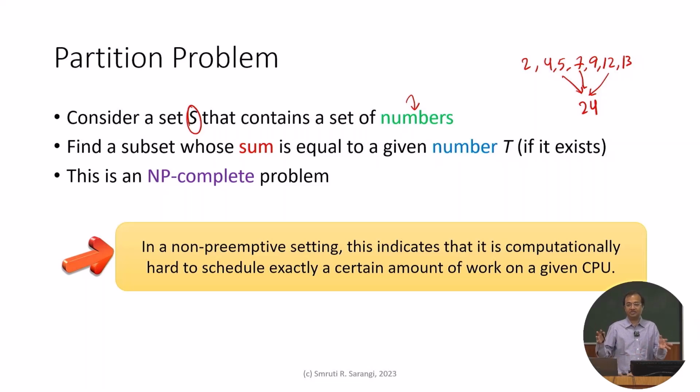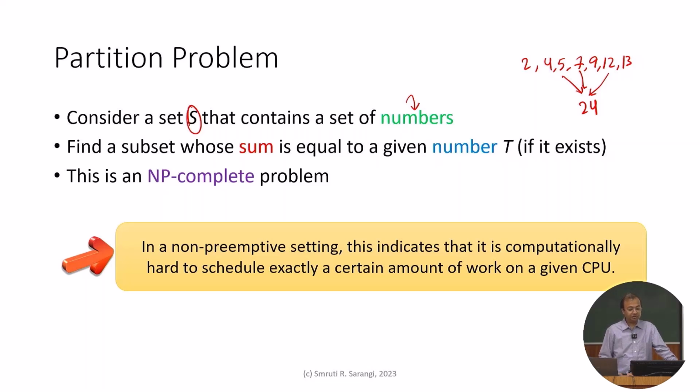Of course, you can have an equal size partition, where you take the overall sum divided by 2 and find a subset with that sum, but this is a more generic variant. It's also called the subset sum problem, where I want a subset whose sum is equal to a known number. Here the known number is 24 and there is a solution. But if I take a million numbers and ask for a subset with a given sum, that is an NP-complete problem.